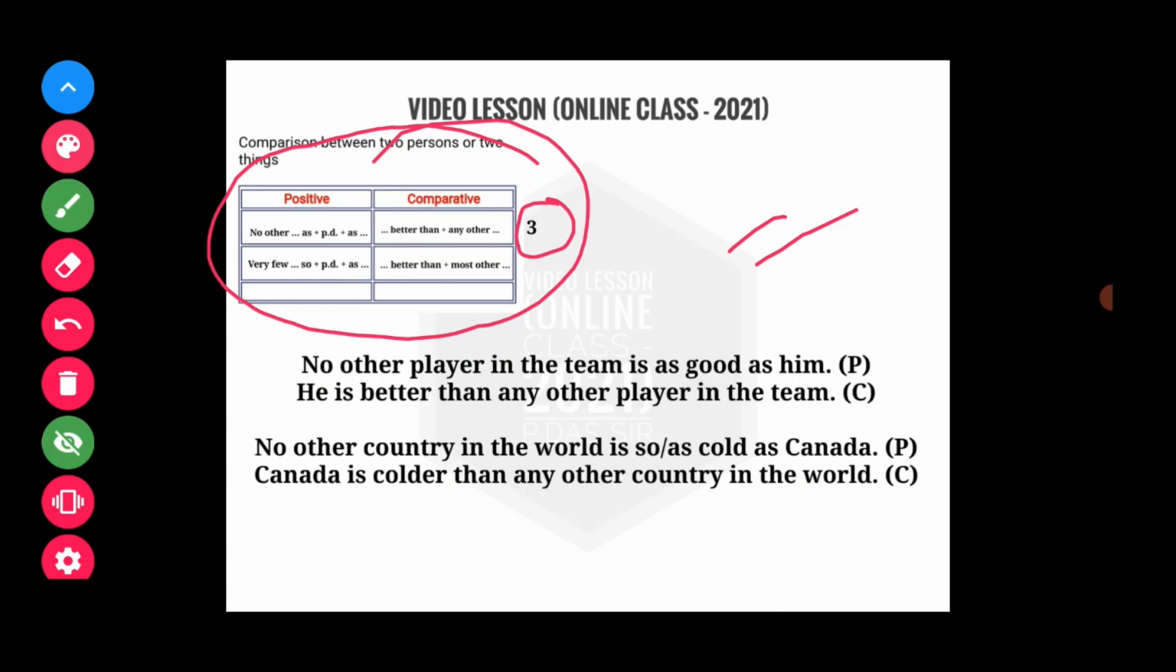So here, whenever a sentence begins with "no other", can you see "no other" in the chart? Whenever a sentence begins with "no other" or "very few", like the chart I gave you in the first video, these sentences are called positive degree sentences. And sentences containing the rules "better than any other" and "better than most other" are called what? Comparative degree sentences. Clear?